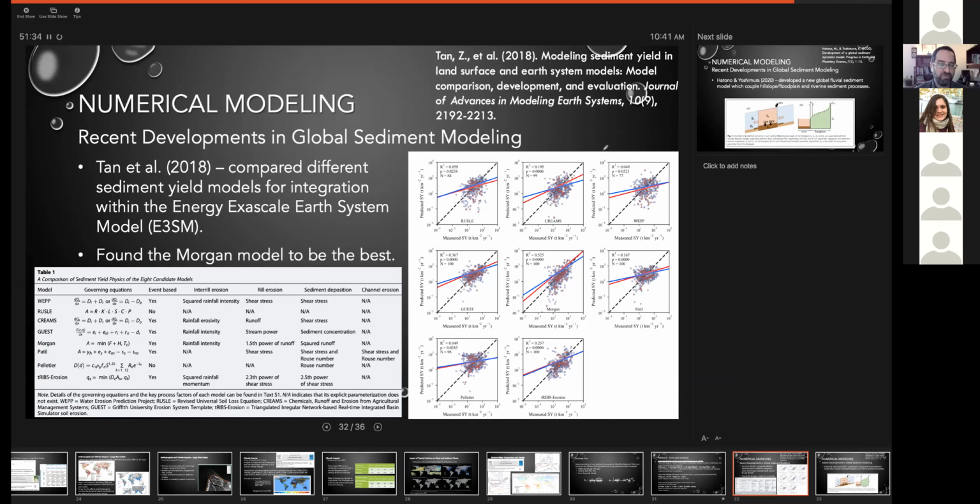This paper focused on trying to identify the best model to plug into what's called the Energy Exascale Earth System Model, E3SM. This is probably the best known Earth system model, especially in the US. It was developed and funded by the US Department of Energy. He developed a sediment component and found that the Morgan equation or model actually was the best one. So he's been using it, plugging it into his model, and got really interesting results.